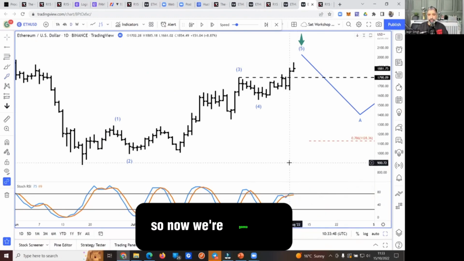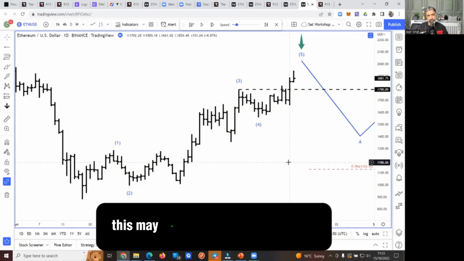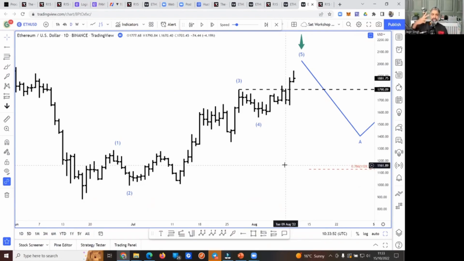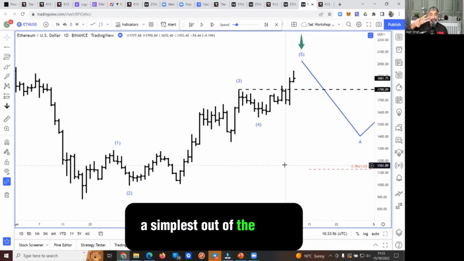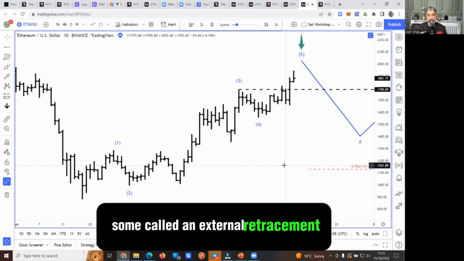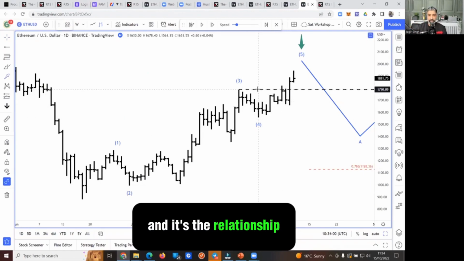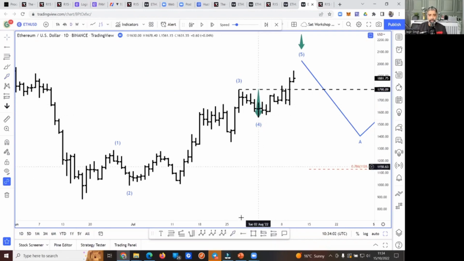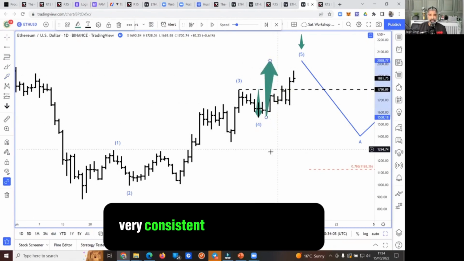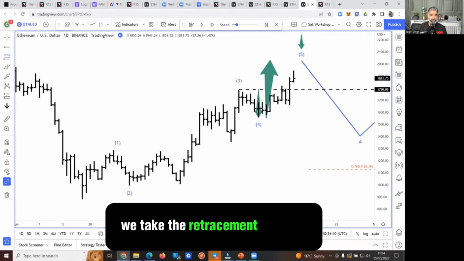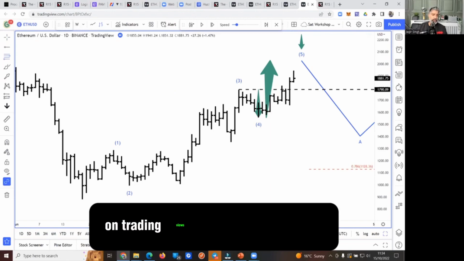All right, so now we're going to do Fibonacci, right? This will take it to a whole new level. There's 3 main ratios you want to do. The simplest out of the 3 is something called an external retracement. And it's the relationship between a wave 4 and a wave 5. Very reliable, very consistent.